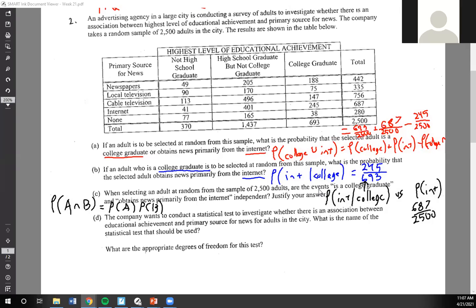They're not looking for a justification that talks about some type of causing factor between where they get their news and whether they're a graduate or something. They're looking for you to make calculations off of the table and see whether they're the same.